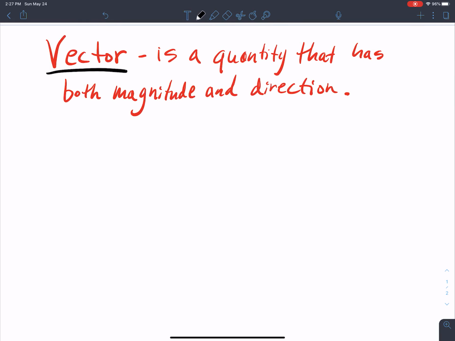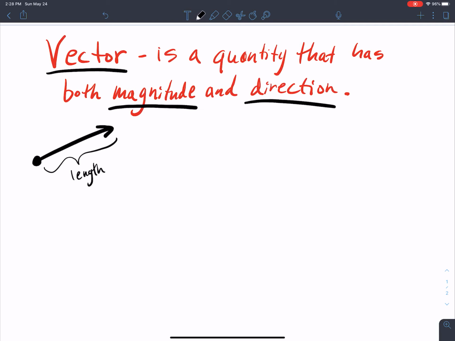So in this video, we're going to talk about vectors. A vector is a quantity that has both magnitude and direction. Okay, so both magnitude and direction. Now, typically, a vector is represented by using an arrow, kind of like this. The length of the arrow tells us the magnitude, and the arrowhead tells us the direction.